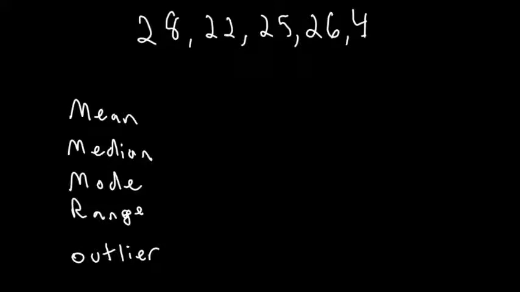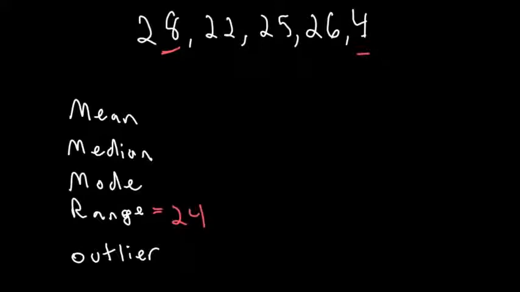Alright, so we're going to do mean, median, mode, and range again. I included another term down there. I'll get to that in a minute. So first we're going to start with the range. So our range is the largest minus the smallest. So my largest number there is 28 minus my smallest of 4. So 28 minus 4 is 24. So my range is 24.